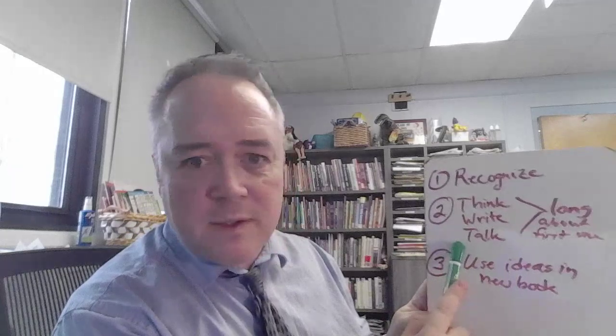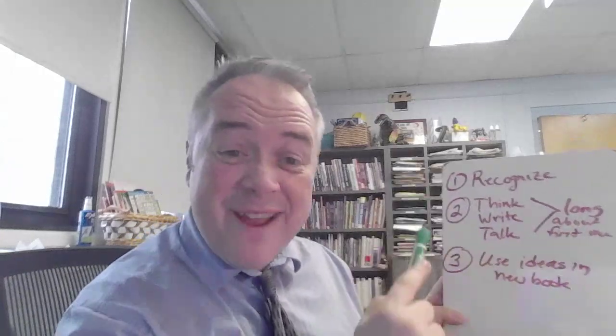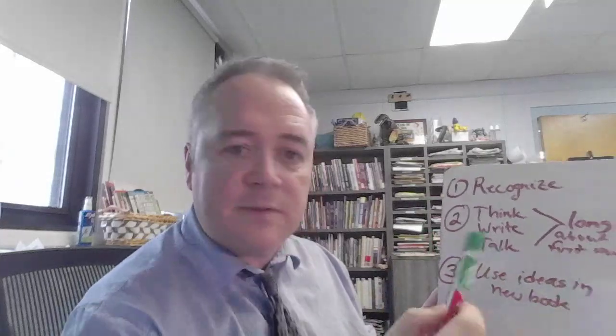Okay, do you see what I did? Do you see how I followed these 3 steps? I recognized when there was a connection. I thought, wrote, and talked long about the book that I already read. And then I used the ideas from the old book in the new book, about things to think about and things to wonder and things to look for. So that's something you can do whenever you have a connection between one text and another. Follow those steps and it will help you read your book better, because you already have lots of books in your head. See if you can use that knowledge to read in a smarter way.